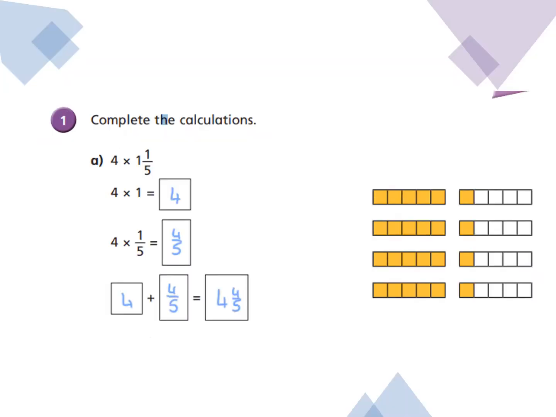Hopefully this will be your answer. 4 times 1 obviously equals 4. Then 4 times 1/5 is 4/5, giving you a total of 4 and 4/5, which is exactly what you can see within the diagram.